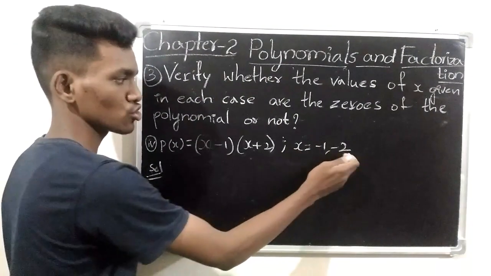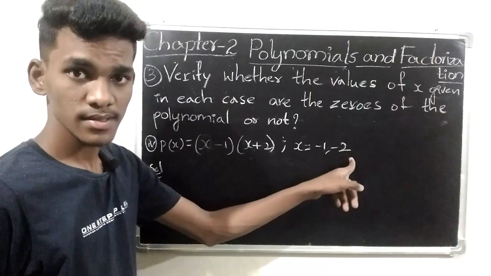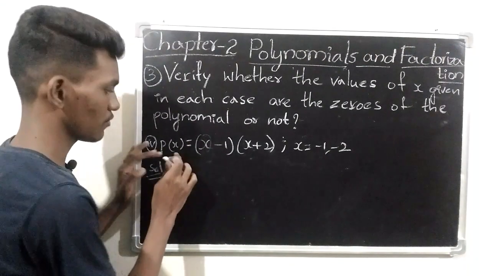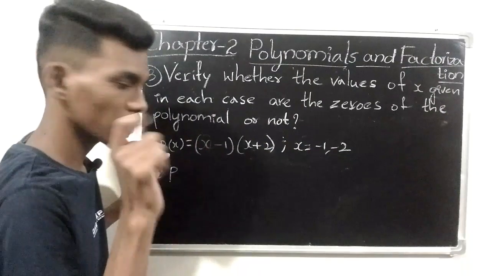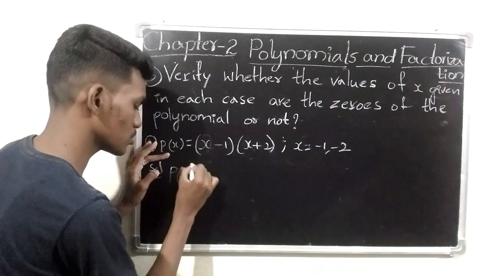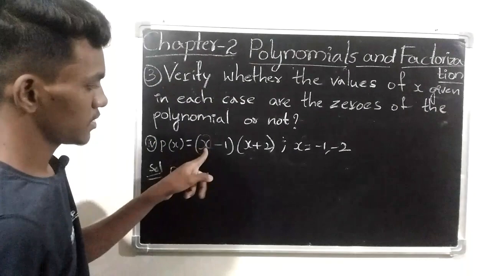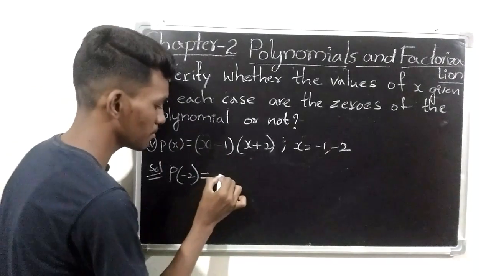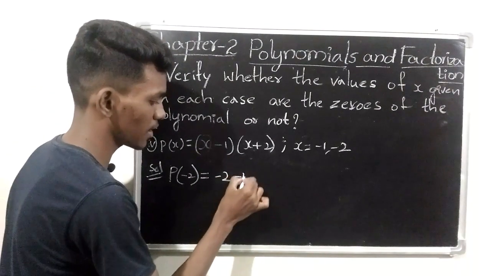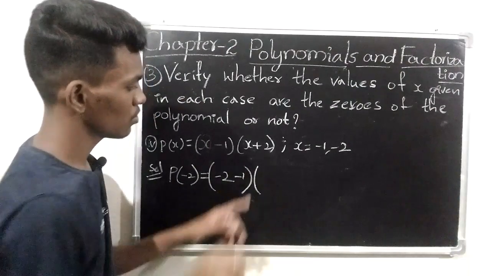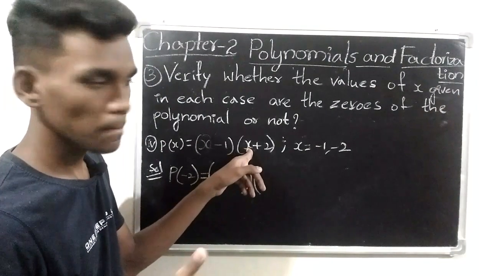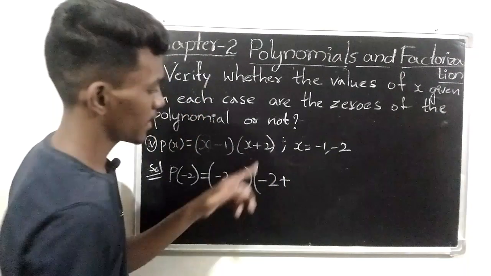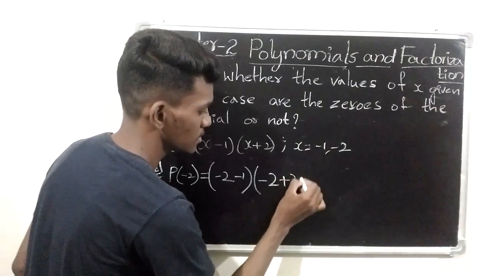So x is equals to minus 2. This minus 2 is same like that minus 1. So right here p as it is, we have to substitute minus 2 in the place of x. So we have to write here p of minus 2 equal to, see here x term is there. So in the place of x we have to substitute minus 2. Right here minus 2 minus 1 as it is into, so in the place of x we have to substitute minus 2. Here we have to write minus 2 plus, right as it is, and 2 right as it is.